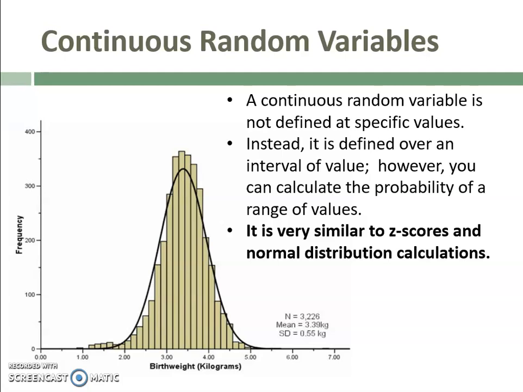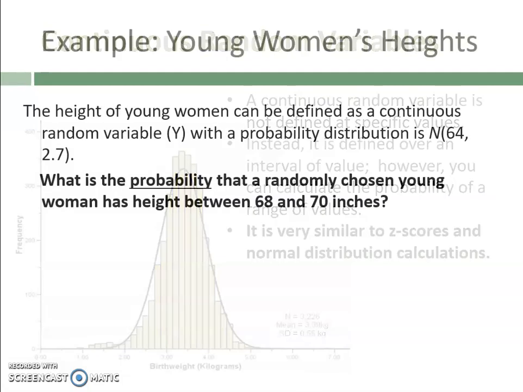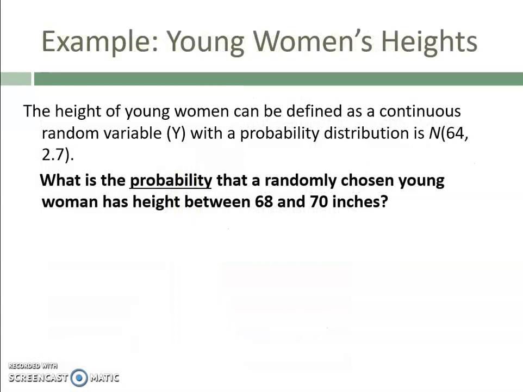Okay? Hopefully this is looking familiar. It looks similar to z-scores and normal distribution calculations. That's going to be how we calculate our continuous random variables. So let's go through one quick example.